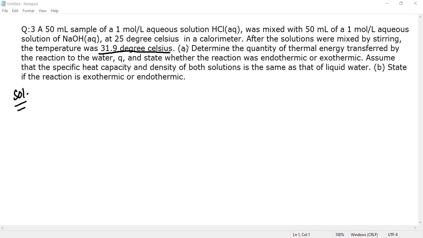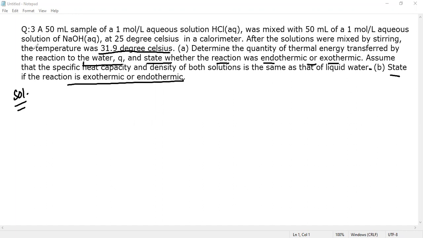31.9 degrees Celsius. So what do we need to find? A. Determine the quantity of thermal energy transferred by the reaction to the water, and then state whether the reaction is endothermic or exothermic. And then B, we have to state whether the reaction is exothermic or endothermic. Okay, fine. Now let's first of all write what is given to us, and then we'll move forward.